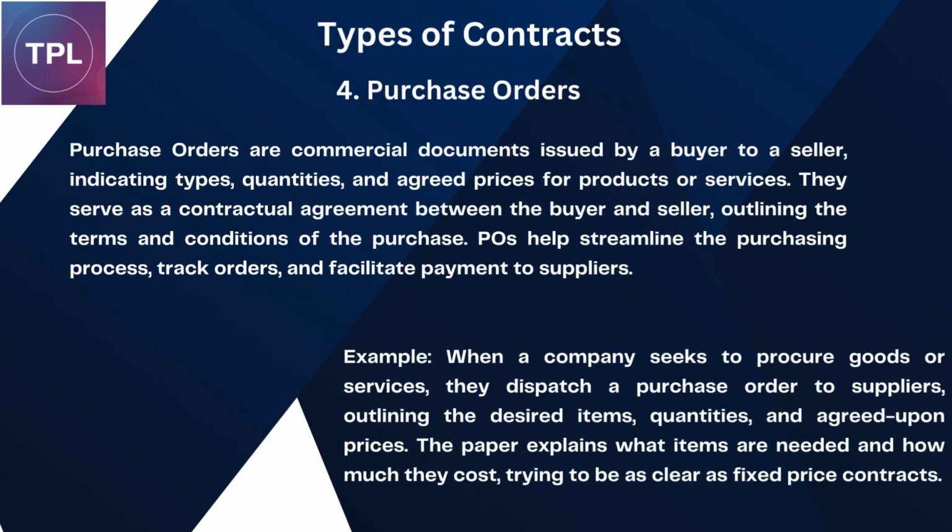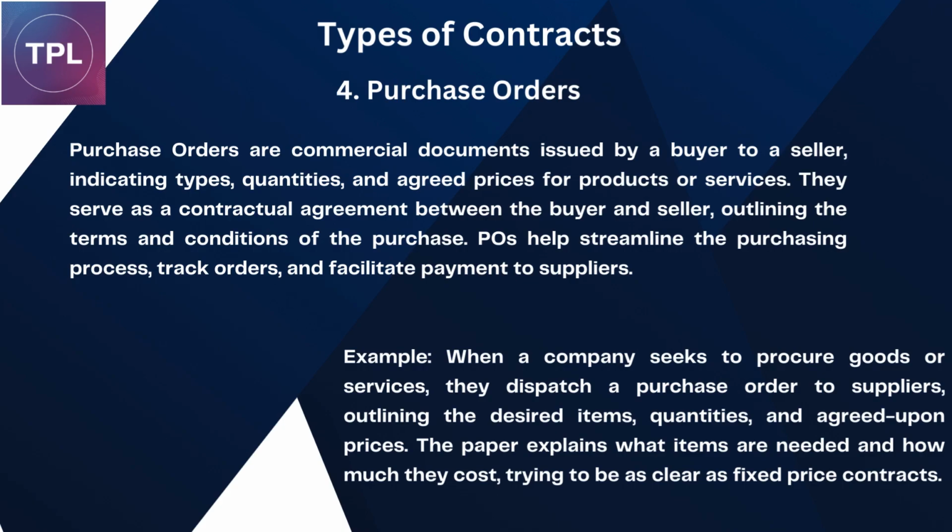4. Purchase orders. Purchase orders are commercial documents issued by a buyer to a seller, indicating types, quantities, and agreed prices for products or services. They serve as a contractual agreement between the buyer and seller, outlining the terms and conditions of the purchase. POs help streamline the purchasing process, track orders, and facilitate payment to suppliers.